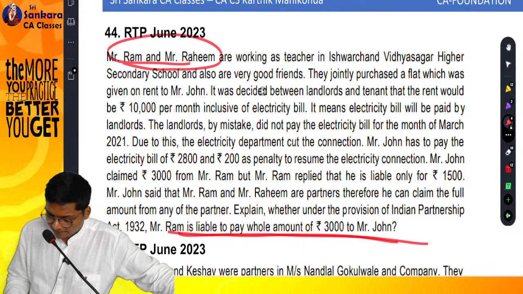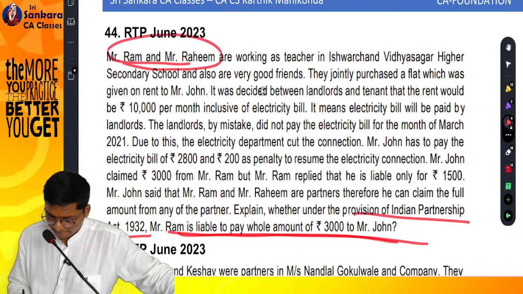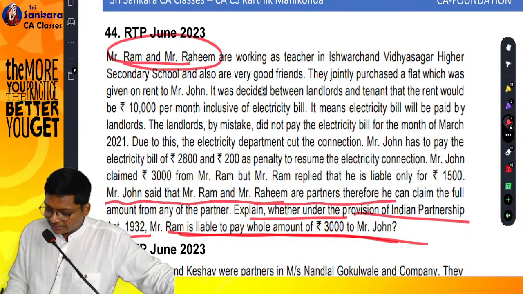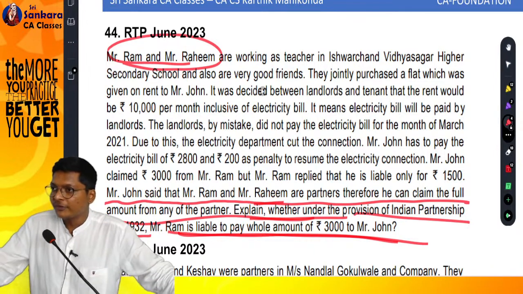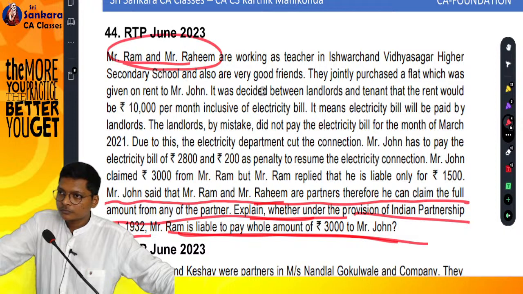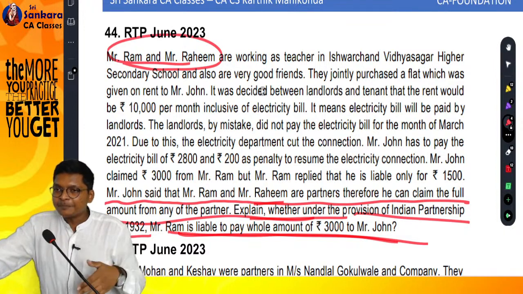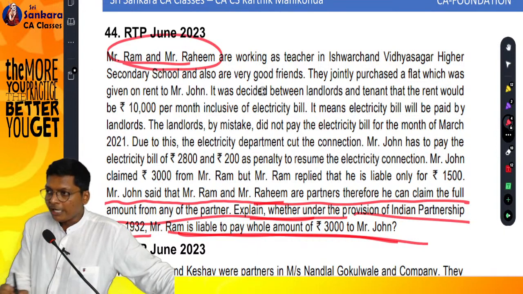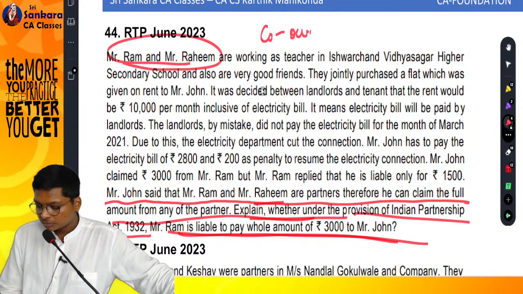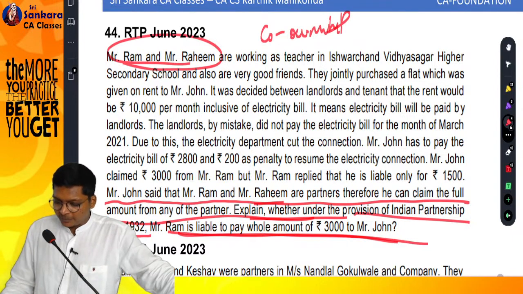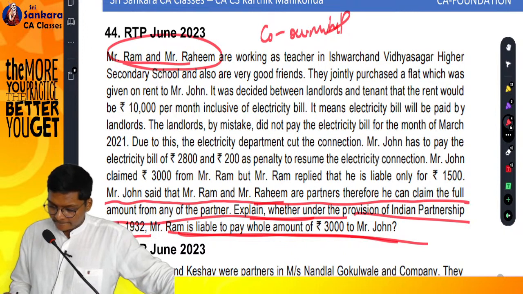But what is the question? Ram and John said that Ram and Rahim are partners, therefore he can claim the full amount from any of the partners. First of all, are they partners? Is it a partnership? Are they doing business? There's not even a partnership. It's what? Joint ownership. We'll call that co-ownership. Still, even if it's co-ownership, who has to pay the money?